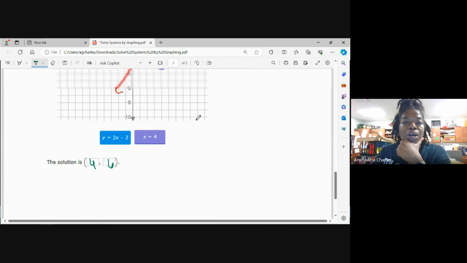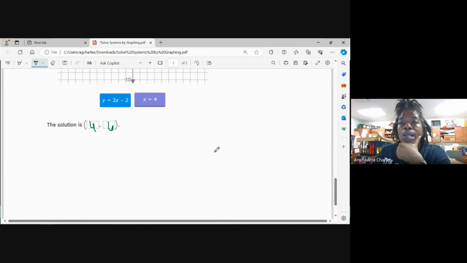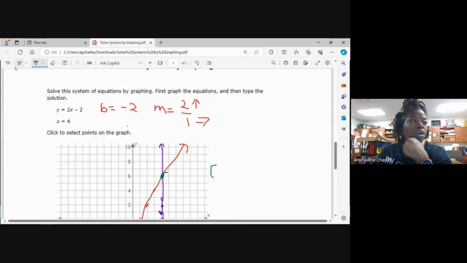So when you're graphing it on IXL, you need to push the line that you are graphing, and then when you're done graphing that one, push the other one that you're graphing, and then you would put the solution at the bottom. Okay. All right. So now you should be working on your IXL assignment.